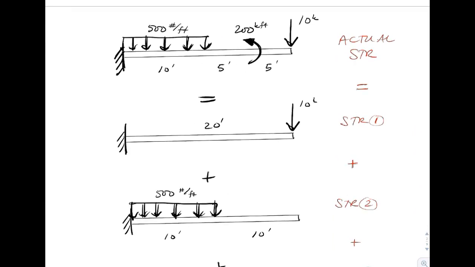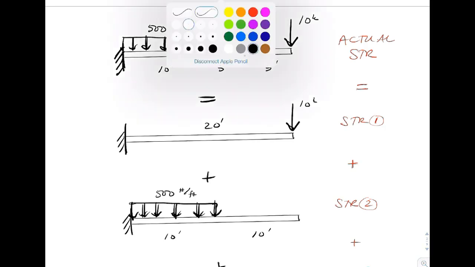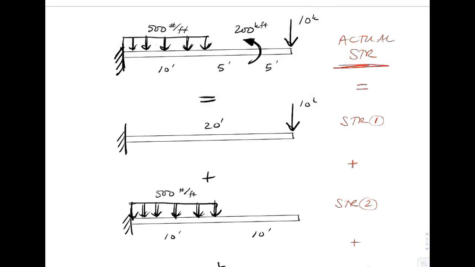So let's take a look at another application here with a beam in the transverse direction, which is what we've been studying lately. So the actual structure is a simple cantilever. That cantilever has 3 different loads on it. A distributed load. So these 3 loads are going to be broken up, and we're going to then compose the actual structure as a summation of 3 structures.